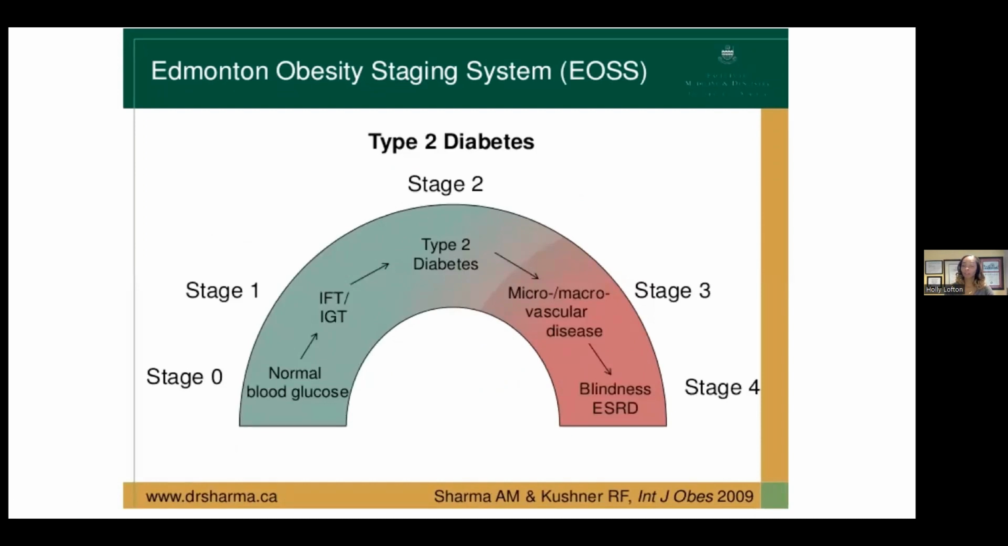Just as we have with type 2 diabetes. We have normal glucose, pre-diabetes, different stages of diabetes. So this is not a foreign concept to medicine. We use this in many different conditions. We have pre-hypertension, hypertension. We use the same thought process with obesity.